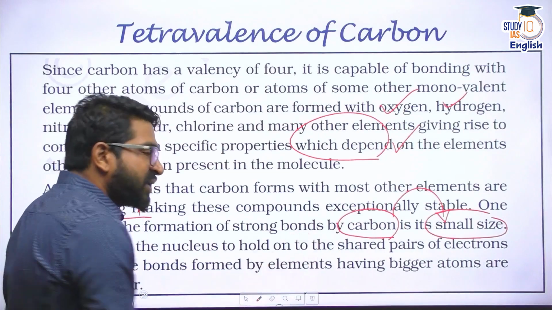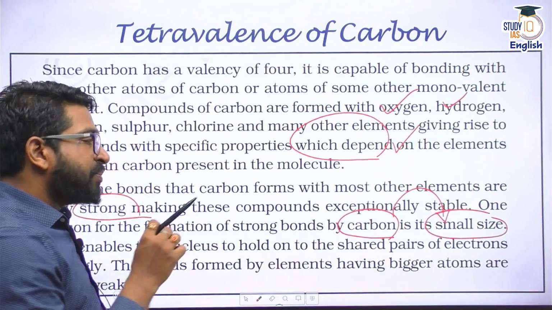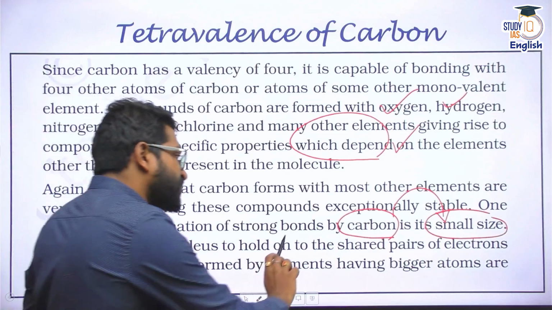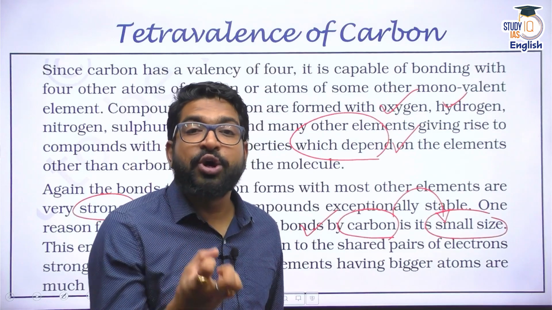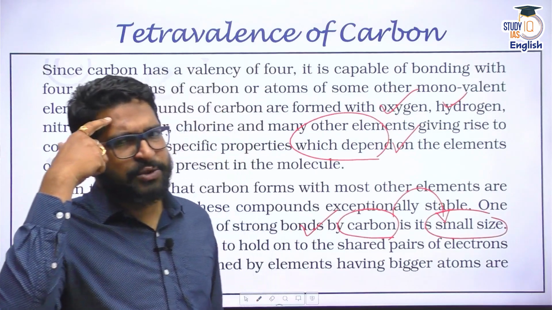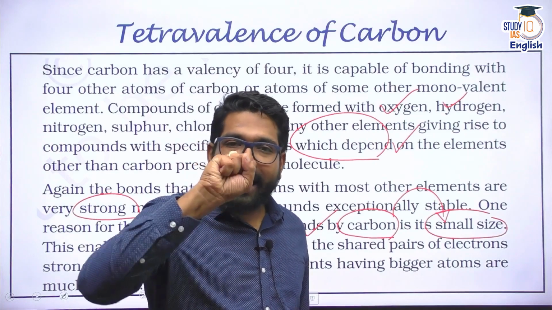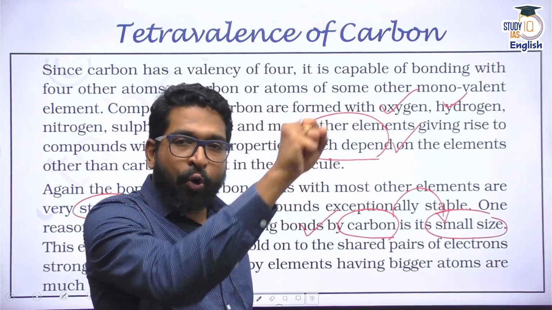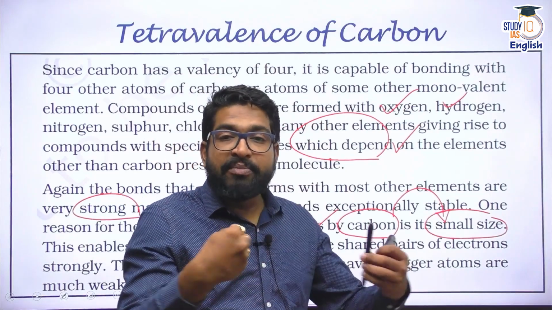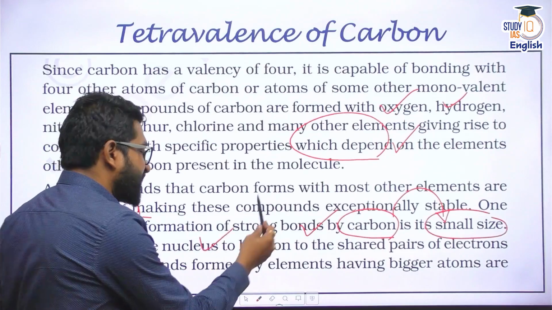The larger the atomic size, the weaker would be its covalent bonds. Please remember, the smaller the atomic size, the stronger would be the covalent bond. Now, it makes sense also. If the atomic size is smaller, that means the nucleus, where there is positive charge, is going to hold the shared electrons together, making the covalent bond stronger. It's a very important pointer from an exam perspective.